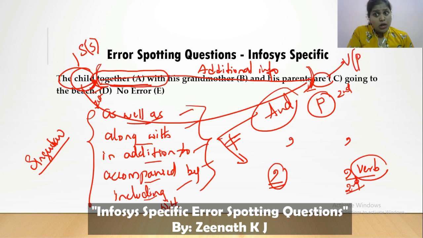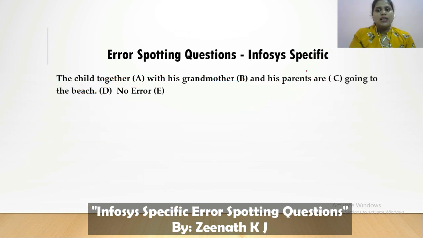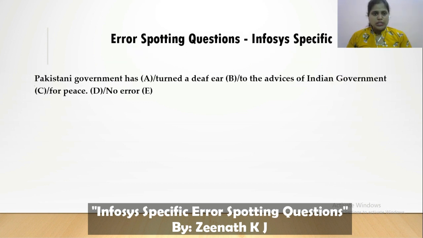What is the verb? Are. Is it singular or plural? Plural. But is it matching with each other? No. What's the singular version of are? Is. So the sentence has to be "the child together with his grandmother and his parents is going to the beach." Hence friends, the mistake lies in option C. The word are has to be changed to is. That's the only correction. Let's look at the next question now.